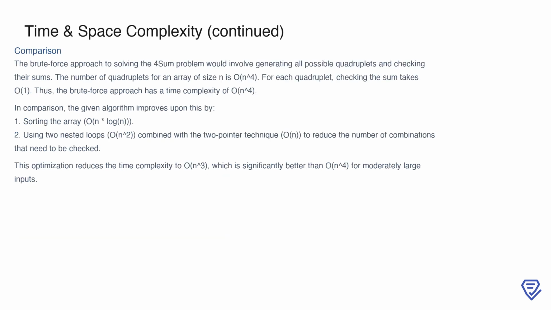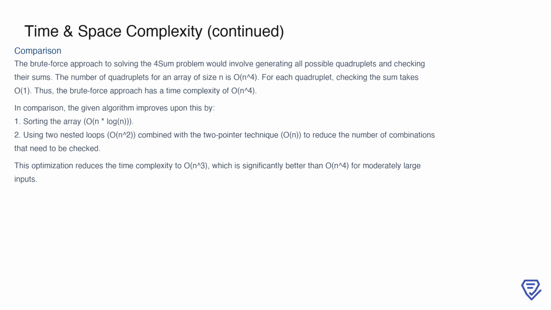Let's compare this approach to a brute force method. In a brute force solution, we would generate all possible quadruplets from the array and check their sums. The number of quadruplets for an array of size n is O(n to the power of 4), and since checking the sum of each quadruplet takes O(1), the total time complexity of brute force is O(n to the power of 4). The foursome algorithm optimizes this significantly.